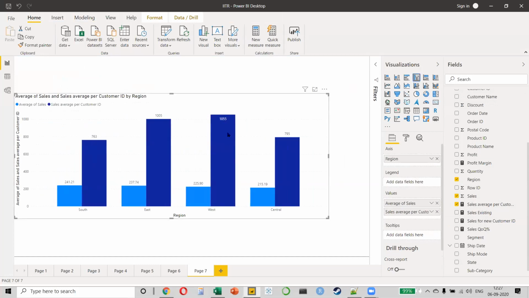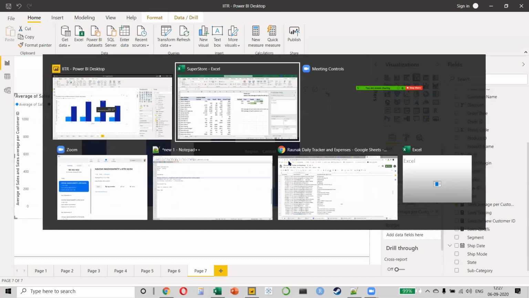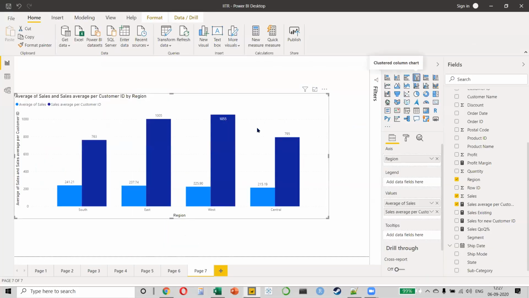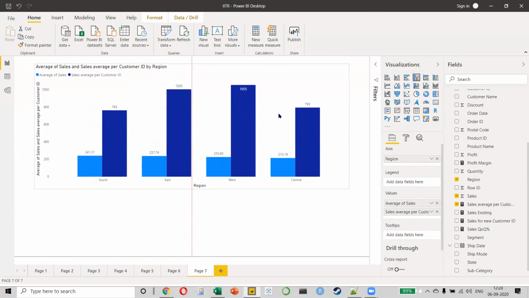So do you see this 1055, 1005, 763 and 795? So 1055, 763, 1005 and 795, like this. Again, why is this important? Because for a company, they want to look at both perspectives. By looking at the light blue one, they will understand which region has the highest average transaction size. Which one is it? Very clearly, it is South region. But if you look at the average ticket size for every customer, then West is actually the best, which is at 1055.